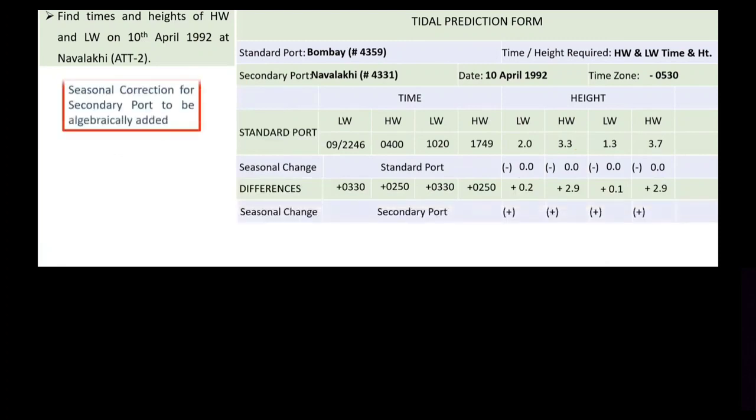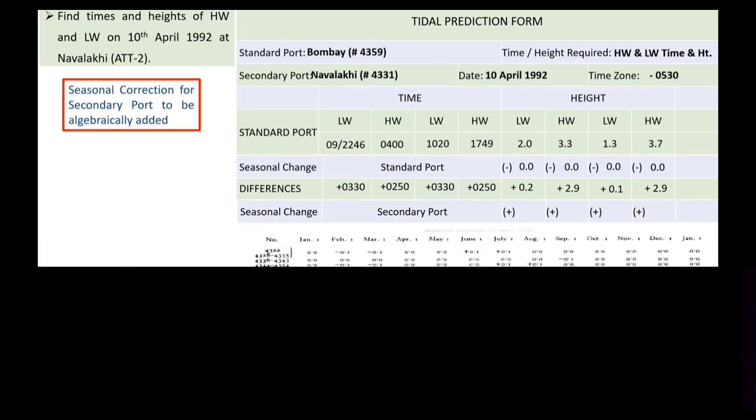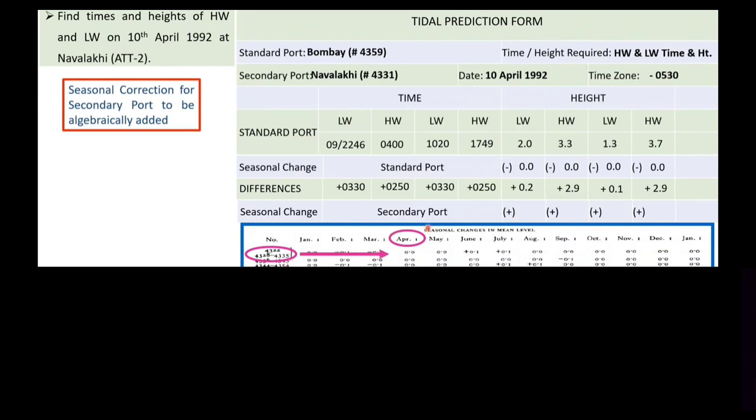Lastly, we have to algebraically add, I repeat, the seasonal change for the secondary port. We have the seasonal change table. Our secondary port number is 4331 for Navalaki. 4331 would lie in this range of 4328 to 4335. Month in question happens to be April. And we get the seasonal correction as again nil. It gets filled in here. In this case, the seasonal correction being 0 may not make any difference. But again, just to repeat, seasonal change for secondary port has to be algebraically added.